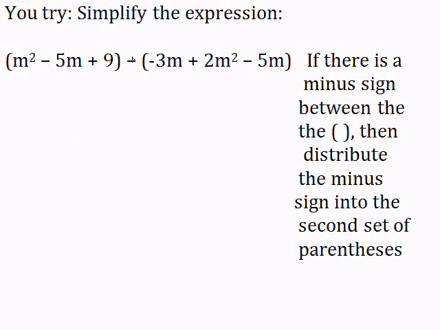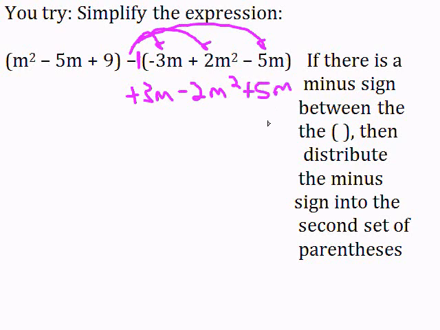Again, we notice there's a negative sign between the two sets of parentheses, so we distribute the negative sign into the second set. This changes all the signs in the second set of parentheses. Negative 3m gives us a positive 3m. Negative 1 times positive 2 gives us a negative 2m squared. Negative 1 times negative 5m gives us a positive 5m. I can just rewrite my first expression, starting with the m squared minus 5m plus 9.